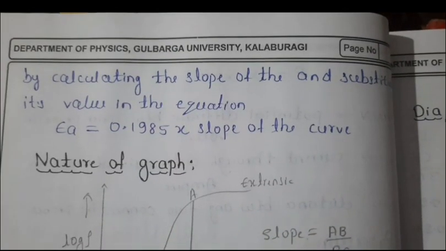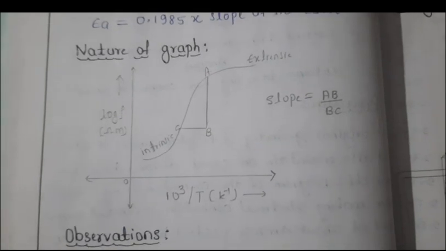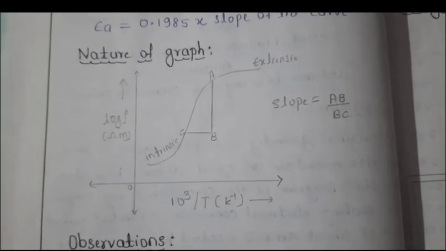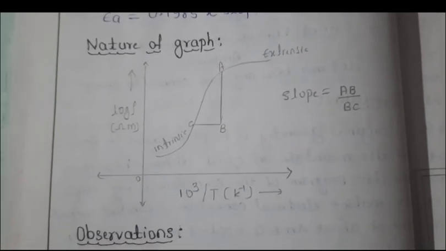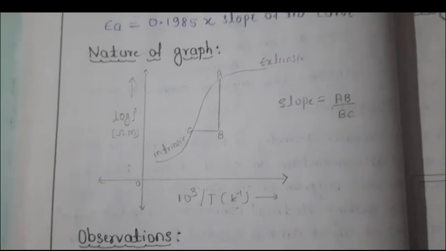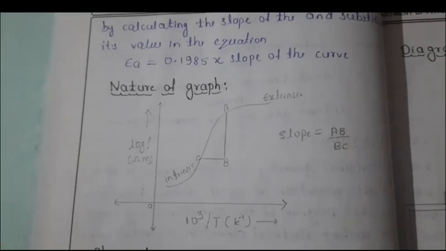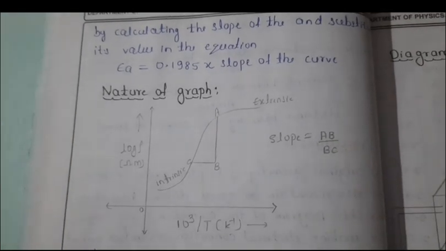Formula to calculate activation energy: once we plot the graph of log rho versus 10 to the power 3 divided by capital T, that is per Kelvin, from the slope of the graph we can calculate the activation energy.